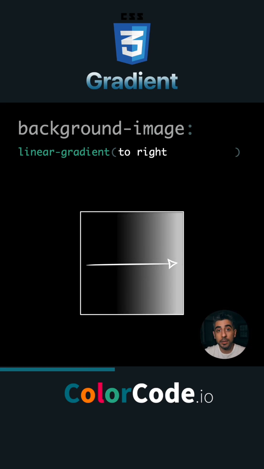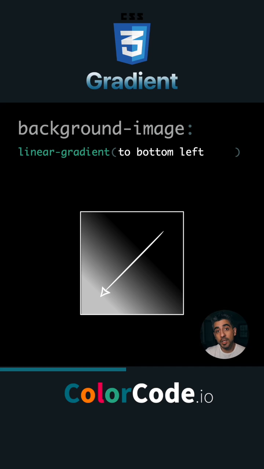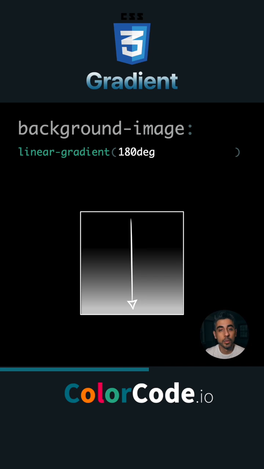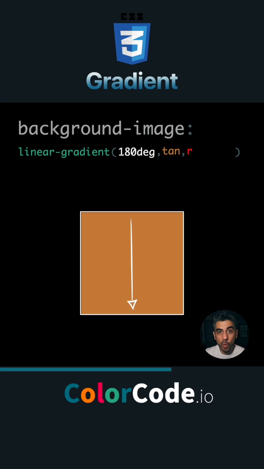You can say to right, to left, to bottom right, to bottom left. This also accepts degrees as an angle, so 45 degrees, 180 degrees, whatever you want. Then there's obviously the list of your colors. You can give it as many as you want, separated by a comma. It will distribute them evenly unless you specify with percentage.